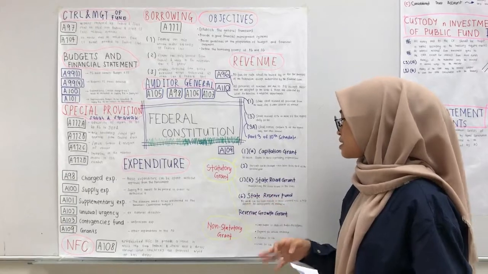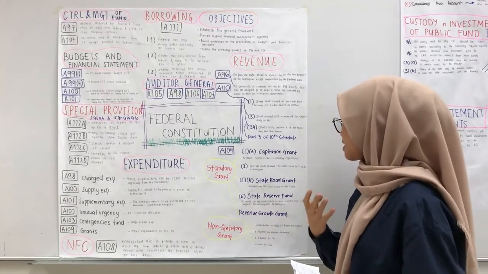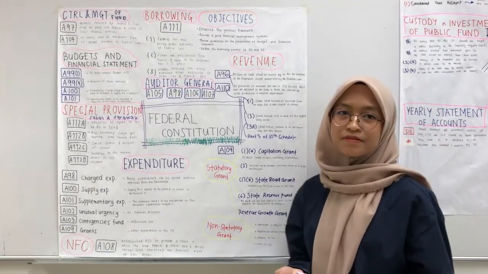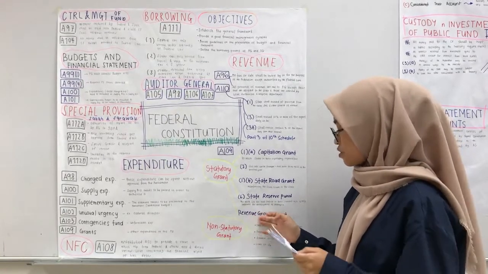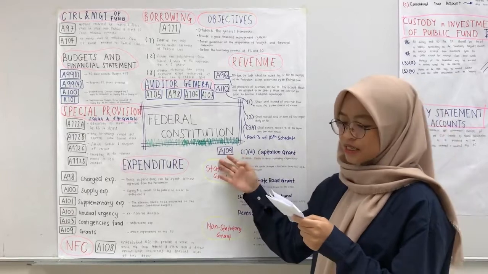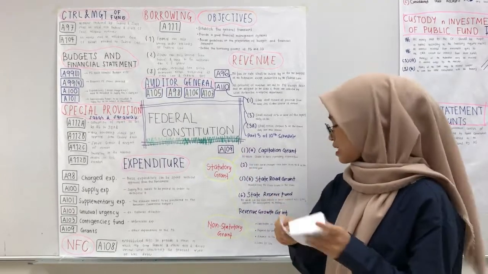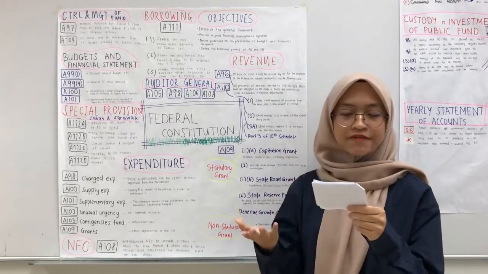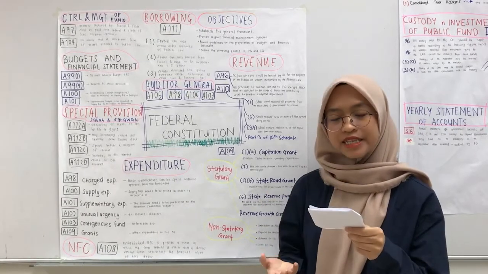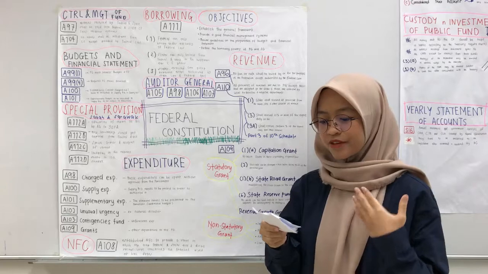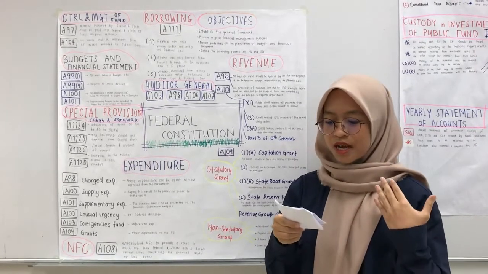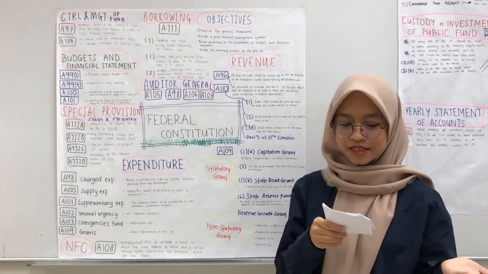which is to assist the state government that has a deficit in their current account and has implemented development throughout Malaysia. And the last grant is the revenue growth grant, which is provided under Article 109. This grant is given to the state government whenever there is an increase by more than 10% in the revenue of the federation in any financial year as compared to the preceding financial year.